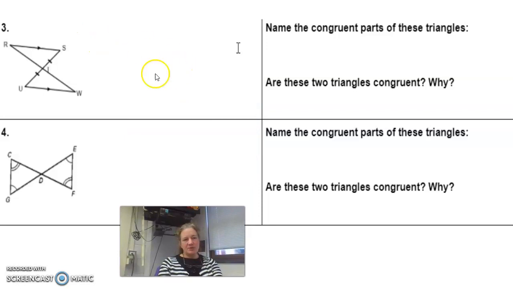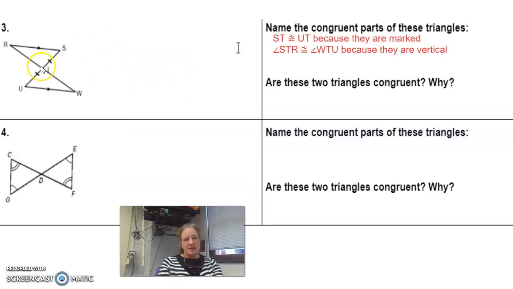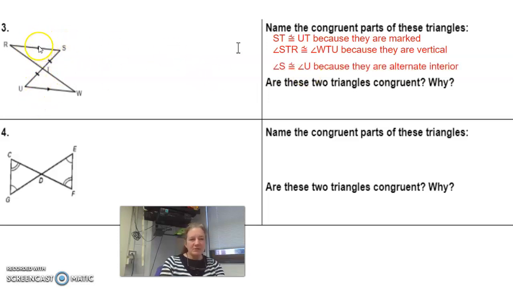Now let's look at number 3. ST is congruent to UT because I marked it. These two angles are congruent because they're vertical, angle T and angle T. And then angle S is congruent to angle U because of these parallel line marks. This angle is congruent to this angle.